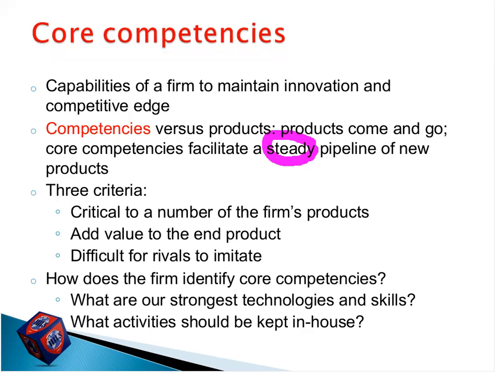Then we have the 3 criteria, which is they're critical to a number of the firm's products, add value to the end product, and difficult for rivals to imitate. This is something which we discussed right now. And of course, difficult for rivals to imitate was something that Nintendo was not able to keep up.